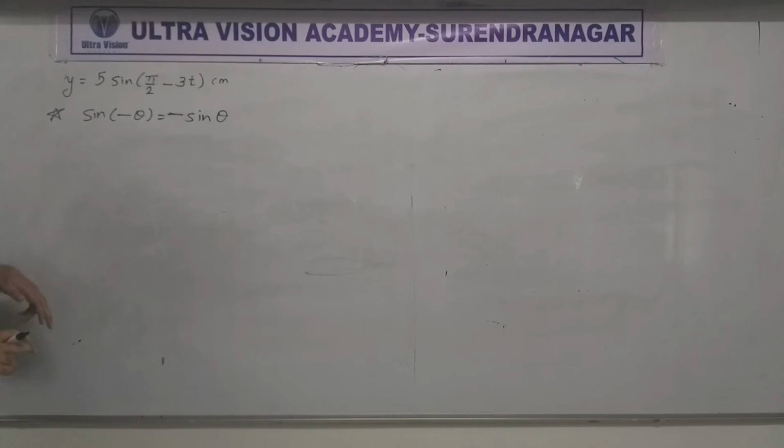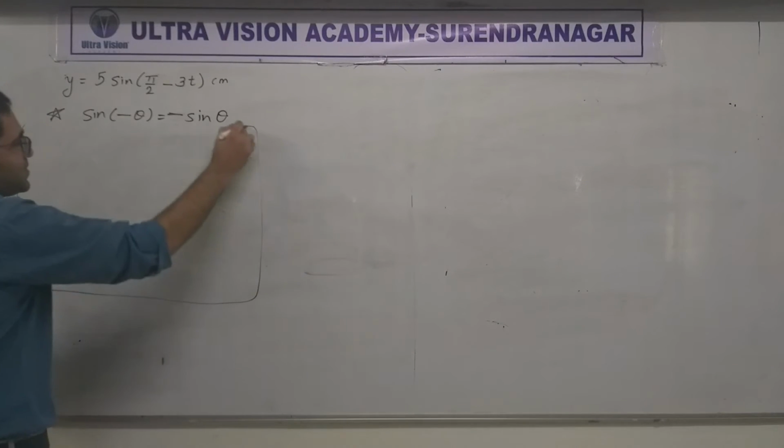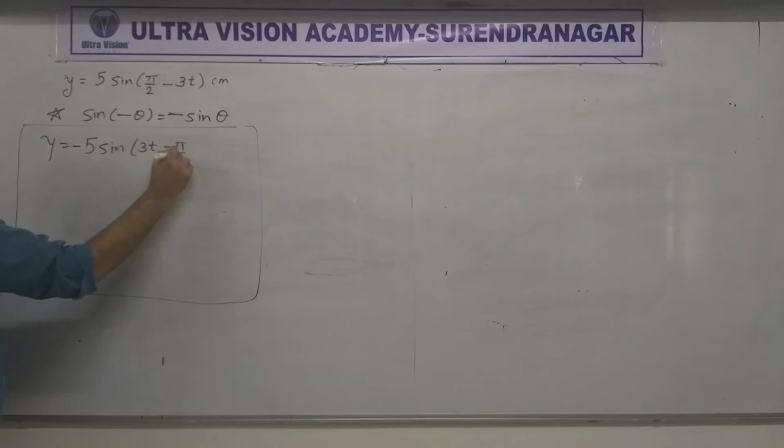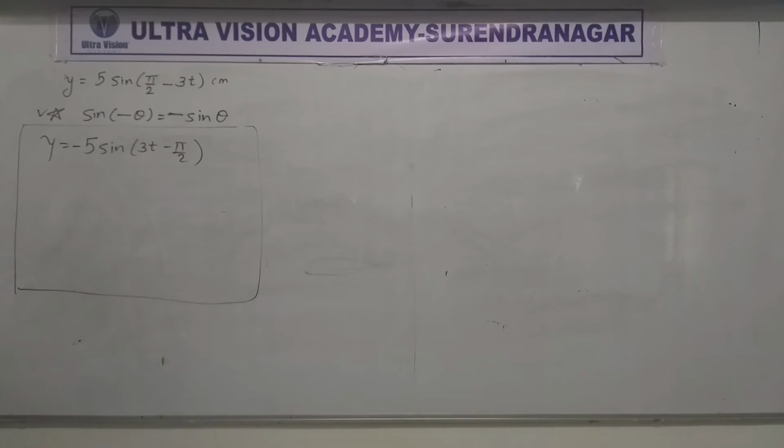If you try to use it here, we run into another problem. Listen to this. What's the problem? This part is indicating the problem. Don't try to write it in your notebook. So if I do that here, what will happen? I will get minus 5 sine (3t minus pi by 2). Did you understand this step using this property? Yes or no? If the angle is made negative, we get minus 5.